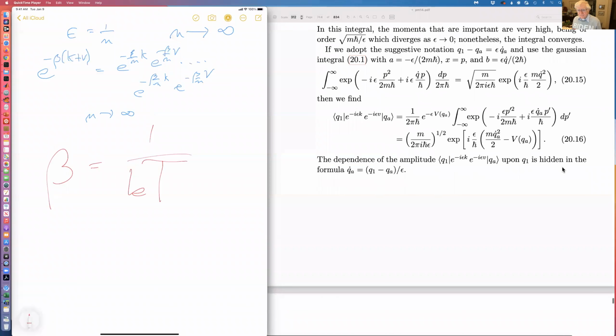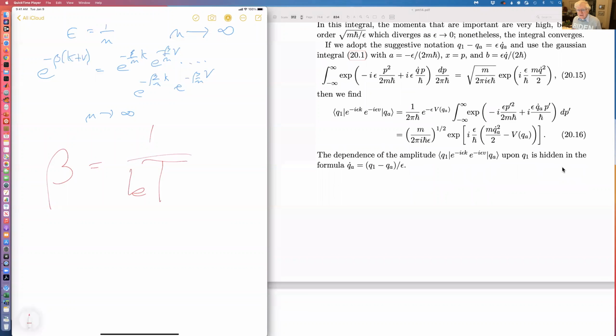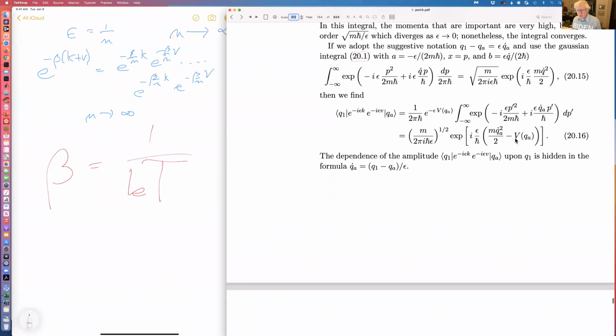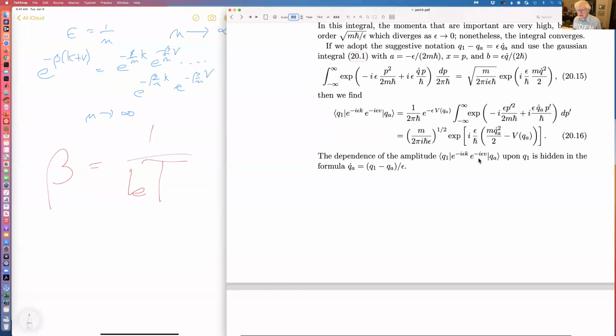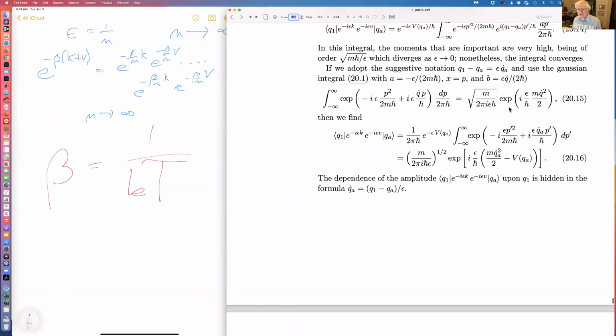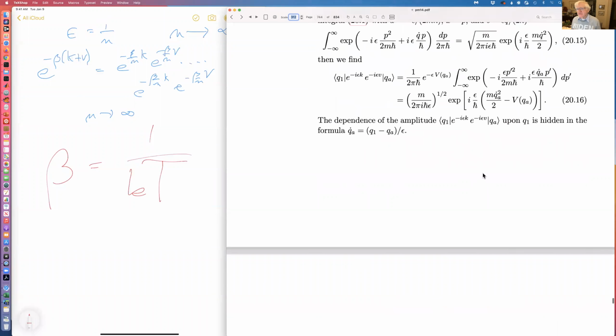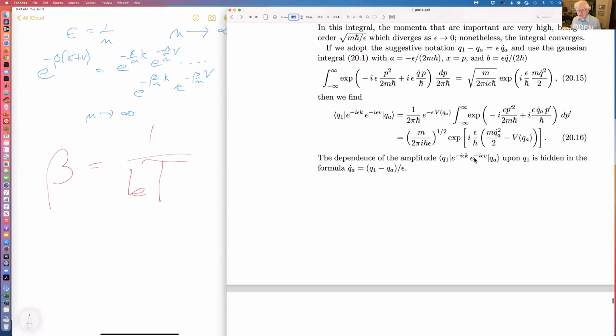The dependence, by the way, of this matrix element upon Q1 is hidden, and it's hidden by the definition of QA dot. And that was up here. To carry these steps out, you set Q1 minus QA equal to epsilon times QA dot. And if you want, you can call this a definition of what QA dot is.